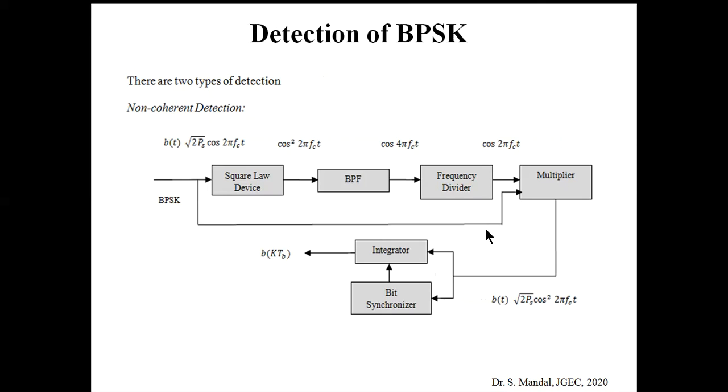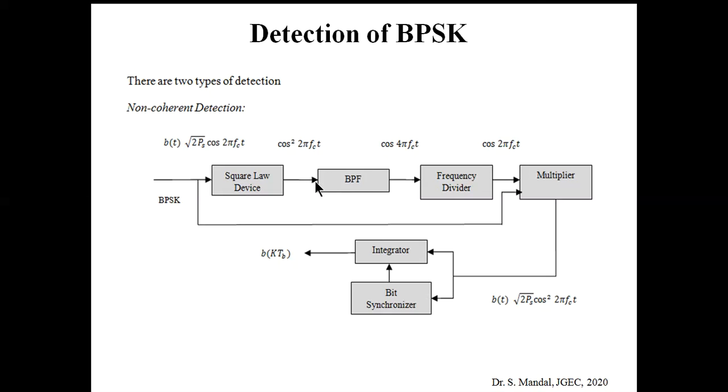Now coming to the detection of the BPSK. For the detection, our objective is to extract the original bit or extract the baseband signal from the modulated waveform of BPSK. So obviously there are two types, non-coherent detection and coherent detection. Let's discuss the non-coherent detection. So the non-coherent detection for the BPSK consists of this part.